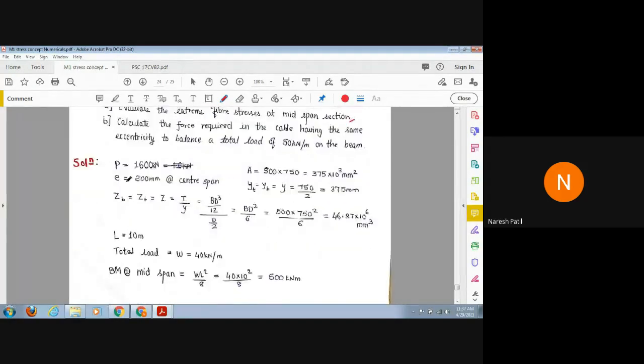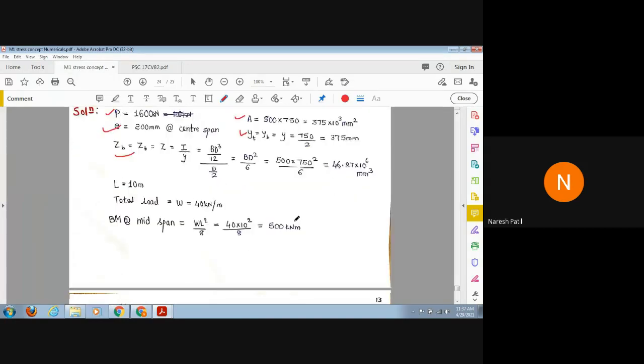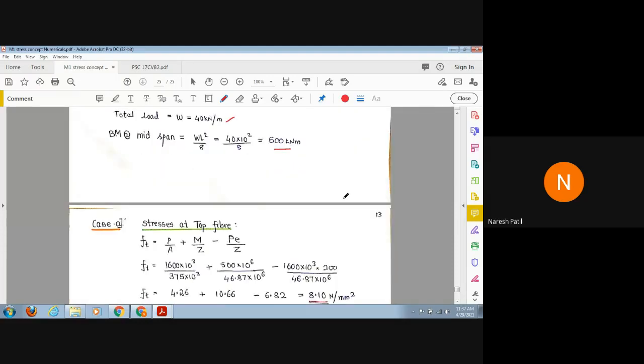So note down the given data. As usual, we have P, E, and area given, then we have Y, that is YT and YB both. So calculate ZB with respect to that. The span is given, and the total load is given here. The bending moment due to load, WL square by 8, is 500 kilonewton meter.